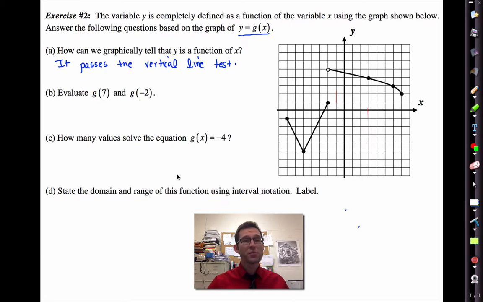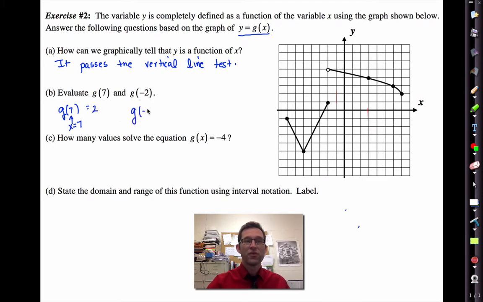All right, well, it's pretty easy. If we've got something like g of 7, what we're literally saying is the input, x, is equal to 7. We want to know the output. 1, 2, 3, 4, 5, 6, 7. And it looks like the output is 2.